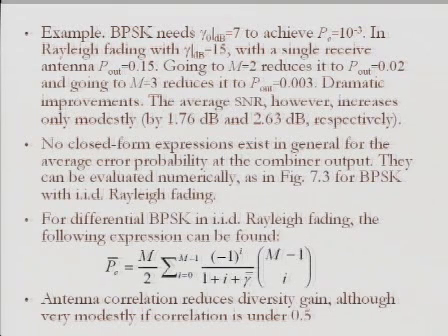Here we have an example. Say we have BPSK. BPSK needs 7 dB to achieve 10 to the minus 3 error probability. Now, with Rayleigh fading and with an average of 15 dB, we have that 15% of the time we have outages. So 15% of the time, the instantaneous gamma is going to fall under 7 dB.